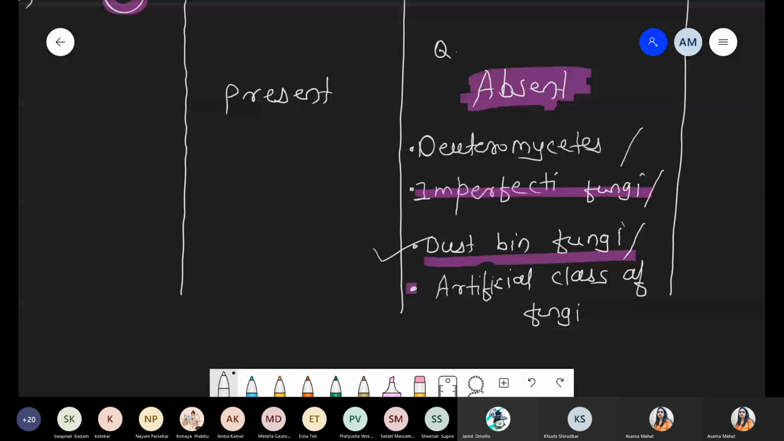Okay, and why do they say it is imperfect fungi? Because the sexual mode of reproduction is totally absent. Clear this point? This point is clear.